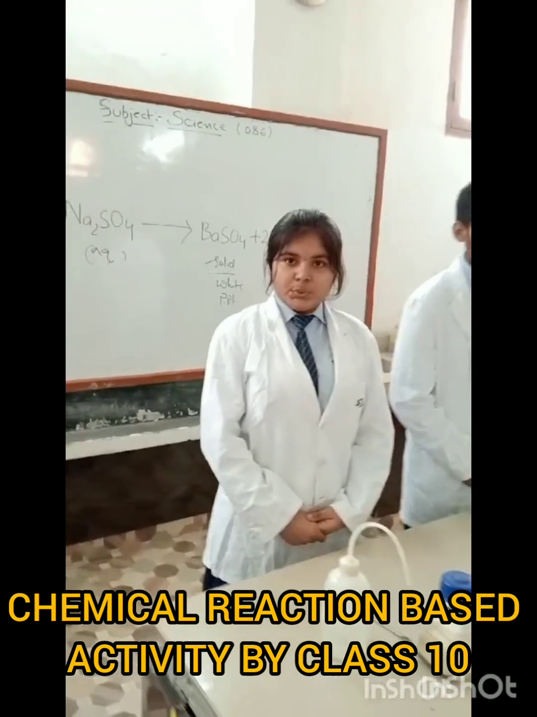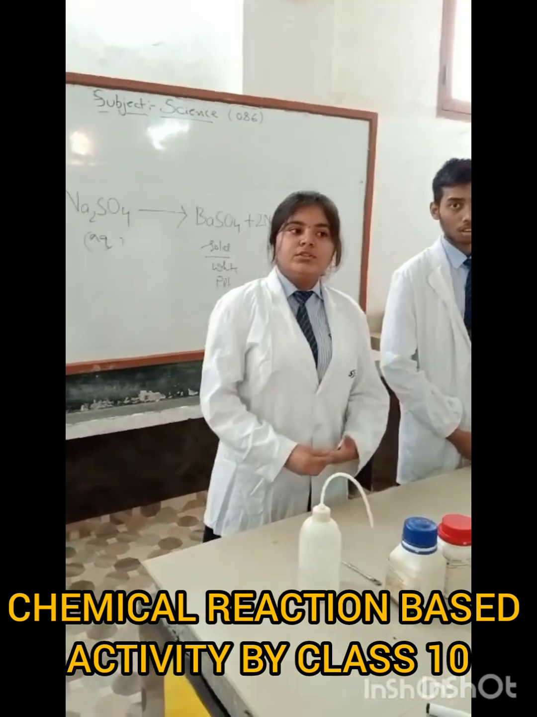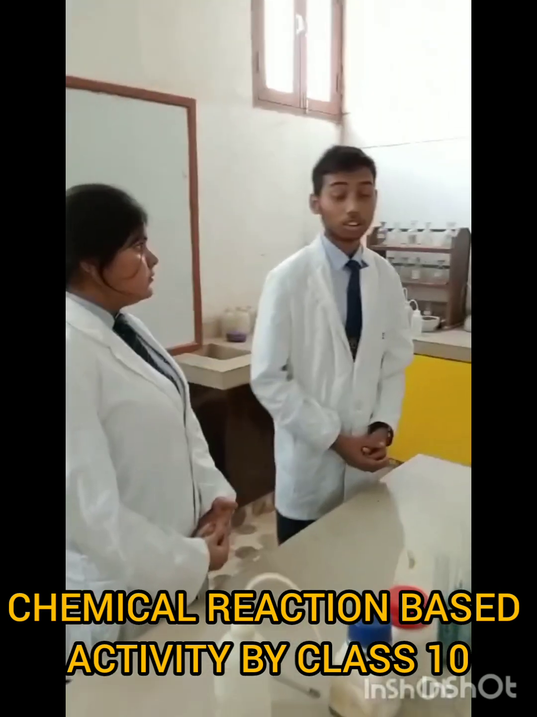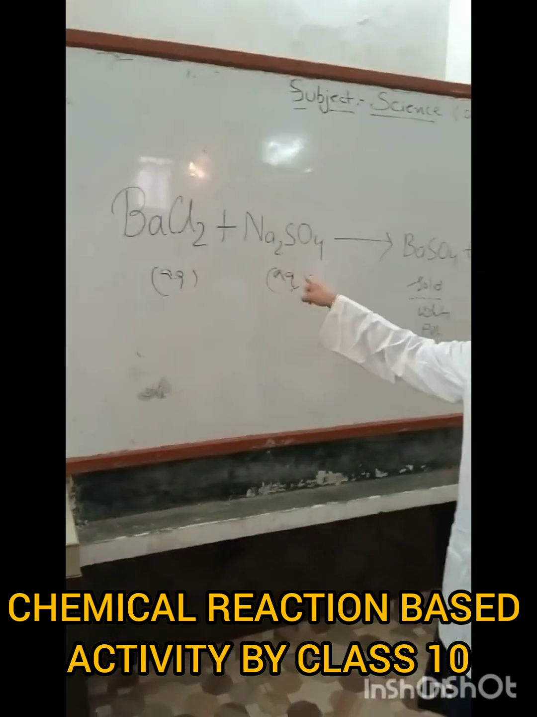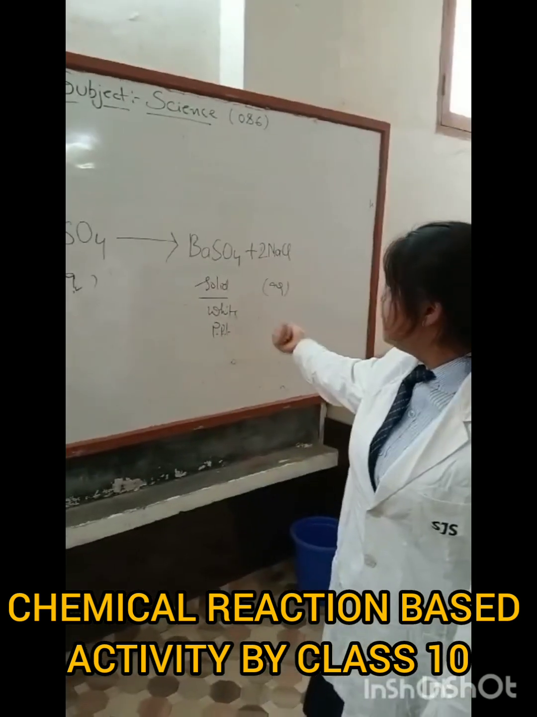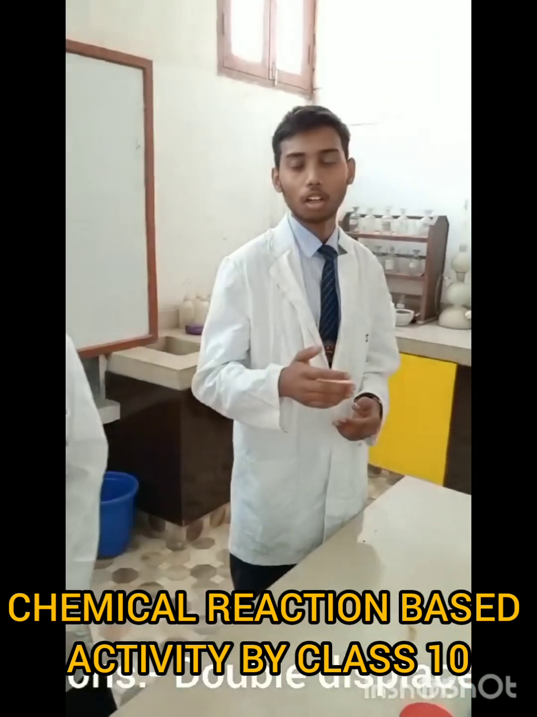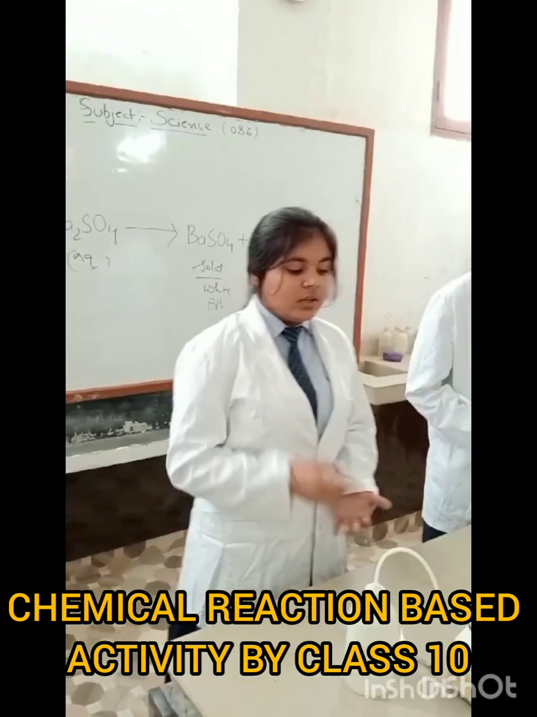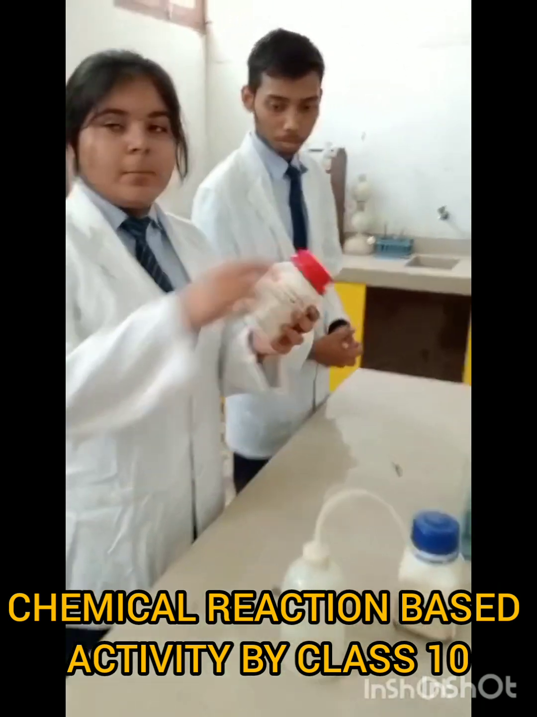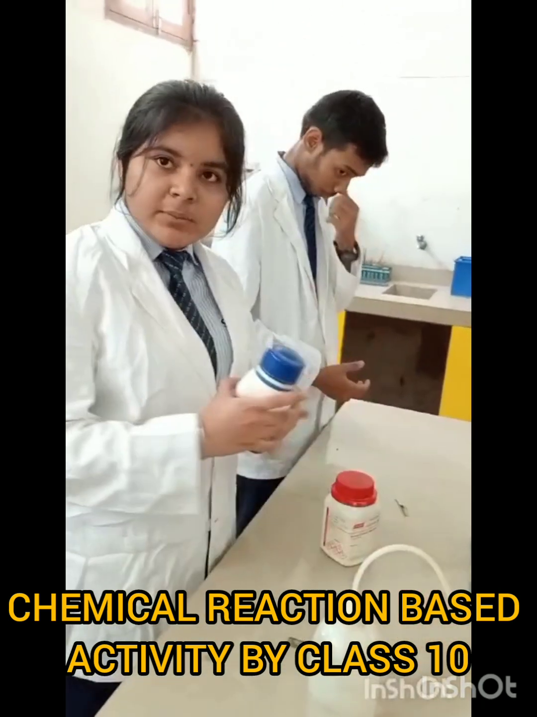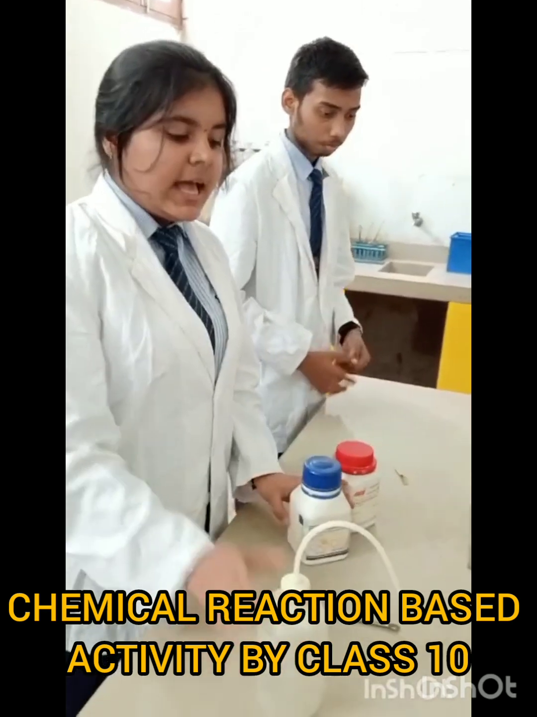A chemical reaction contains two things, reactant and product. So what is a reactant? The substance which takes part in a chemical reaction is called a reactant. Barium chloride and sodium sulfate are the reactants which give us a product. So what is a product? The new thing which is formed during a chemical reaction is called a product. For demonstrating this reaction, the material required is 2 test tubes, barium chloride, sodium sulfate, wash bottle and spatula.